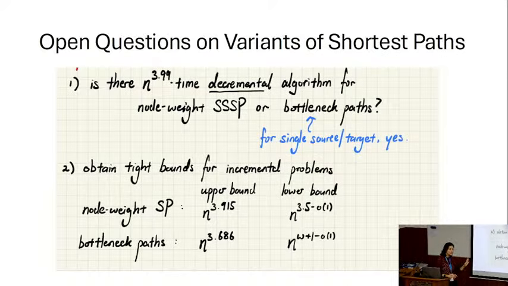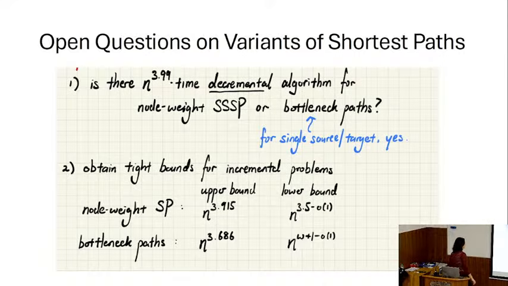Since we can compute all pair bottleneck path or all pair node weighted version in less than n cube time, we use that, and then we use some batch insertions, and we can just go over these two phases, and we can have a better incremental algorithm. But that paradigm doesn't work for the decremental setting, and we do not know whether this decremental setting is hard or whether there exists a better algorithm for this problem. So that's an immediate open question.